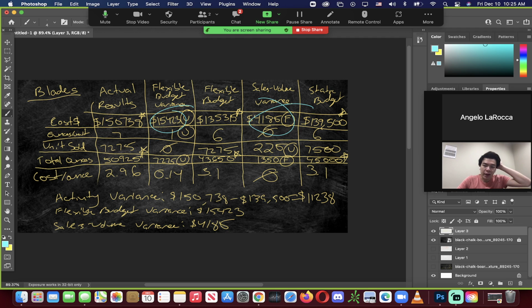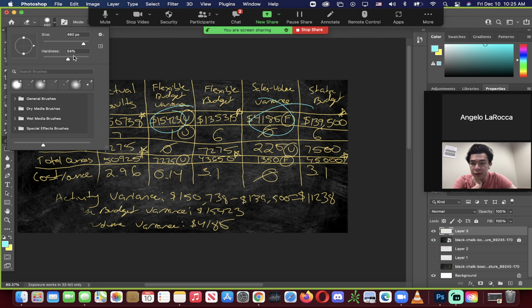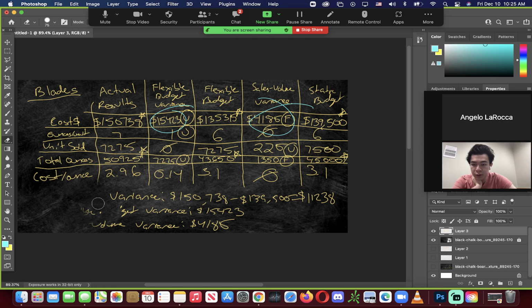So now that we've done that, let's keep on moving. Let's move to the input price variance and the efficiency variance, right? So I'm going to erase what we just did over here, and I'm going to make this smaller.